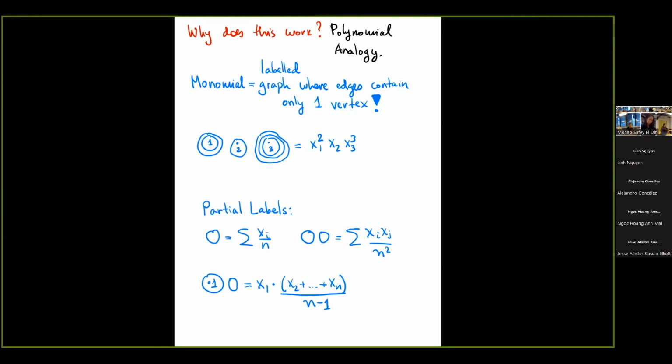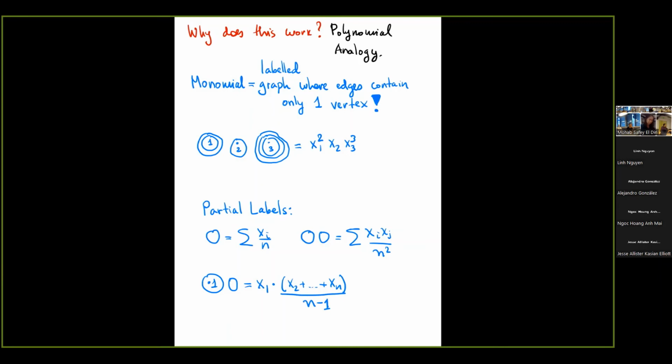So for example, here is a graph. Now edges only contain one vertex, so I drew it like this. I have two edges containing one, one edge containing two, three edges containing three. This is the monomial x1 squared, x2, x3 cubed. Okay.